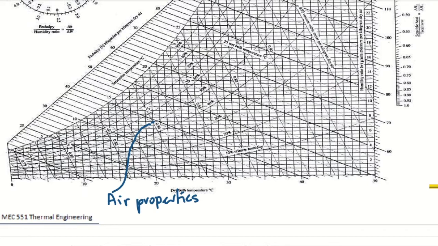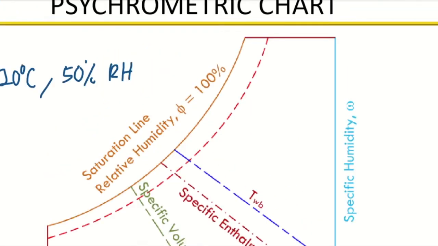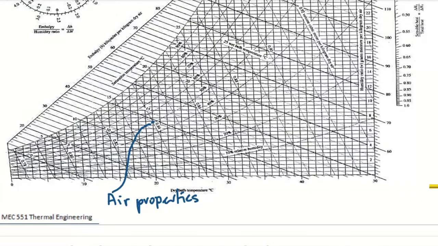For example, if you want the specific volume, volume per kilogram, cubic meter per kilogram dry air, this is the line, meter cube per kilogram dry air, this one. This is green color. So meaning this line, this line. So this one, the specific volume is 0.84 meter cube per kilogram dry air.